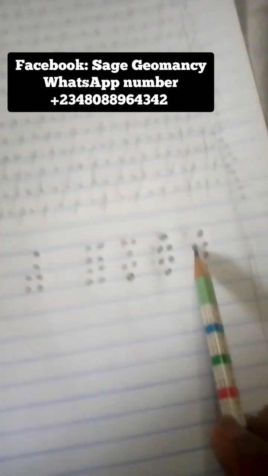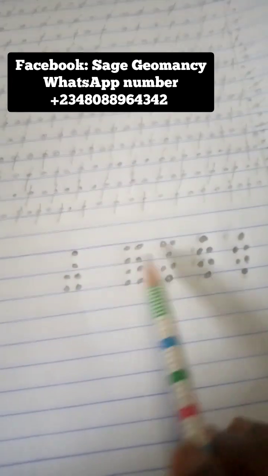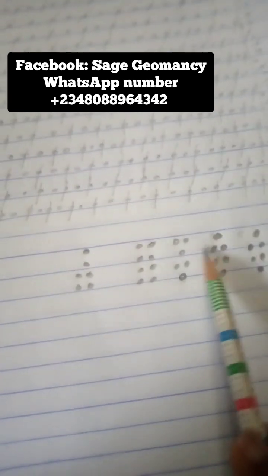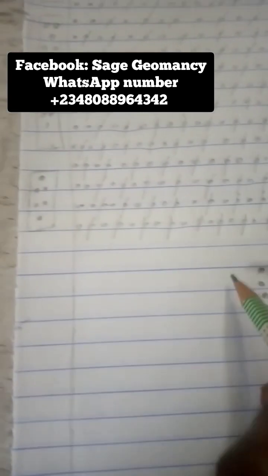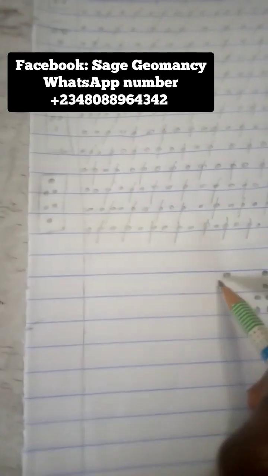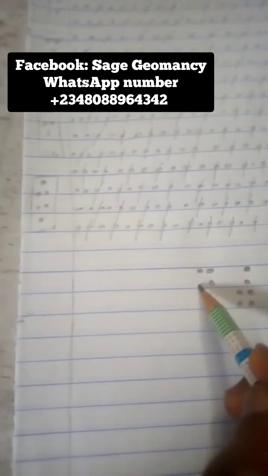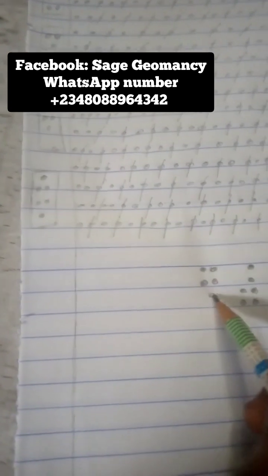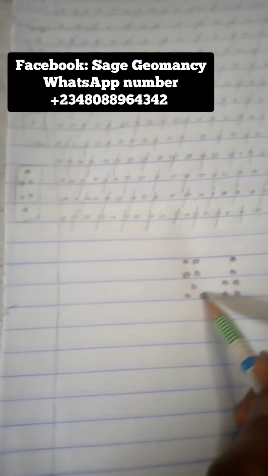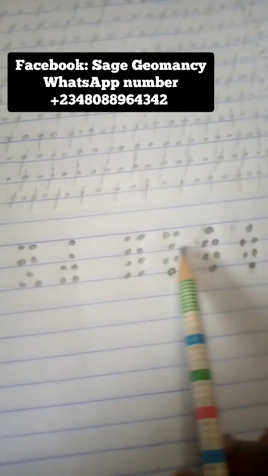Then the sixth figure will be this. That is 2, 2, 1, 2. So we have 2, 2, 1, 2. This 2, 2, 1, 2. So that is, we get it from this one.